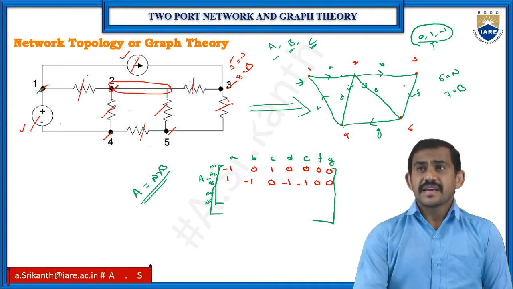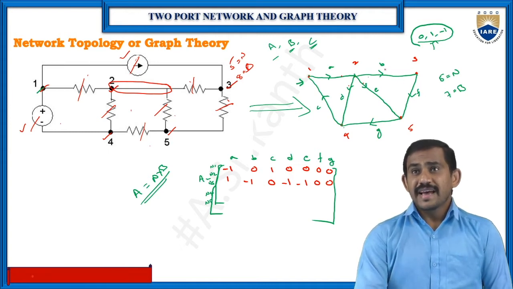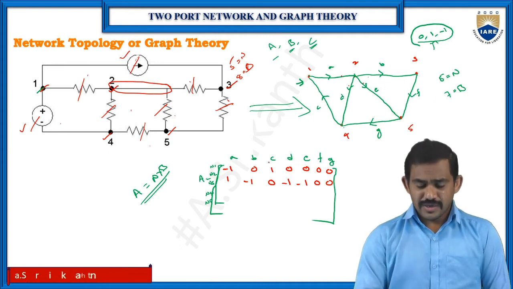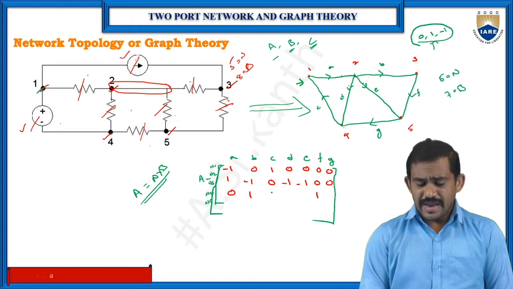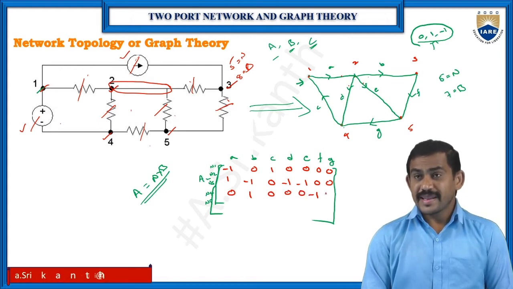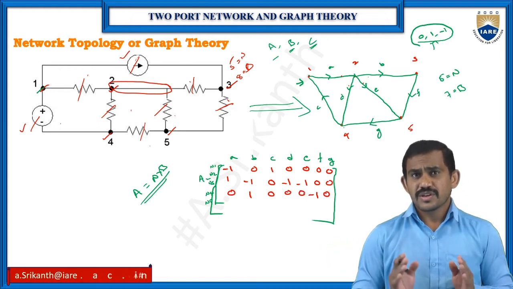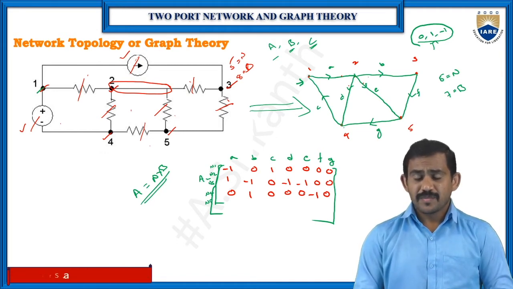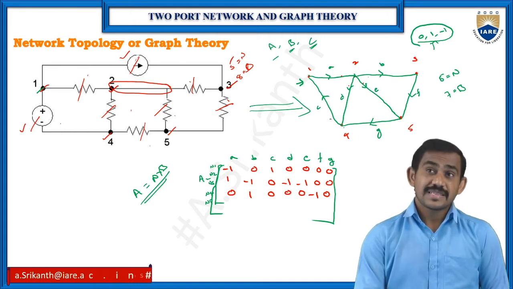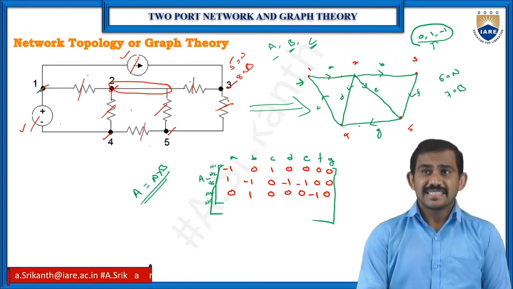Coming to node 3, at node 3 we have only 2 branches, B and F. B is incoming, so plus 1, and F is outgoing, so minus 1. The remaining branch currents are 0.